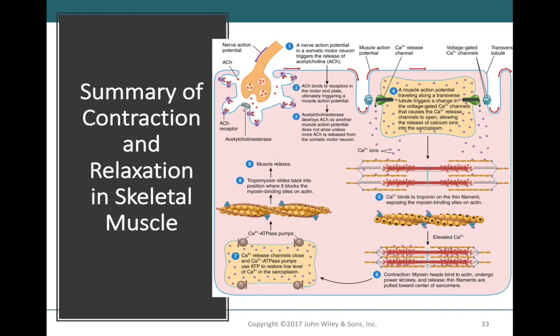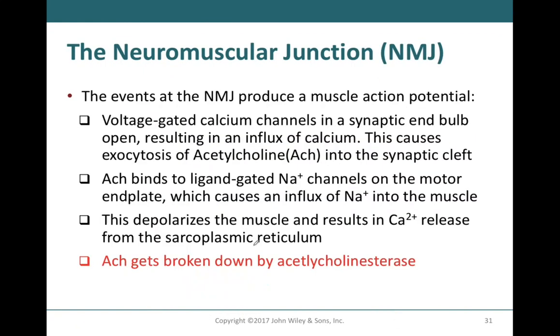Now there's one other enzyme that I'd like to introduce to you that can be found inside of the synaptic cleft, and it is known as acetylcholinesterase, and we see that shown right here. Acetylcholinesterase is an enzyme that is found sitting inside of the synaptic cleft, and this is an enzyme that breaks down acetylcholine that has been released into the synaptic cleft.